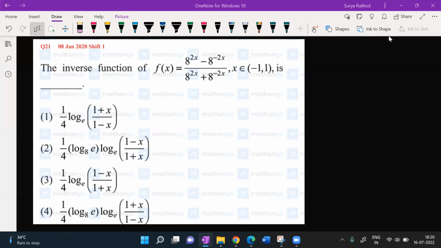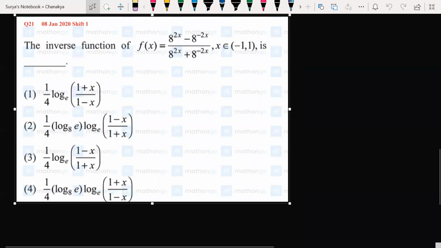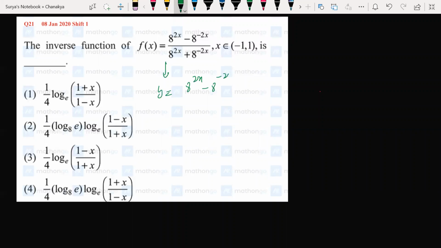Time up. Look at this board. Look at the board, what he has given here. So f of x is given, and the inverse function of this is being asked, right? So let us take this as y is equal to (8 to the power of 2x minus 8 to the power of minus 2x) whole divided by (8 to the power of 2x plus 8 to the power of minus 2x).